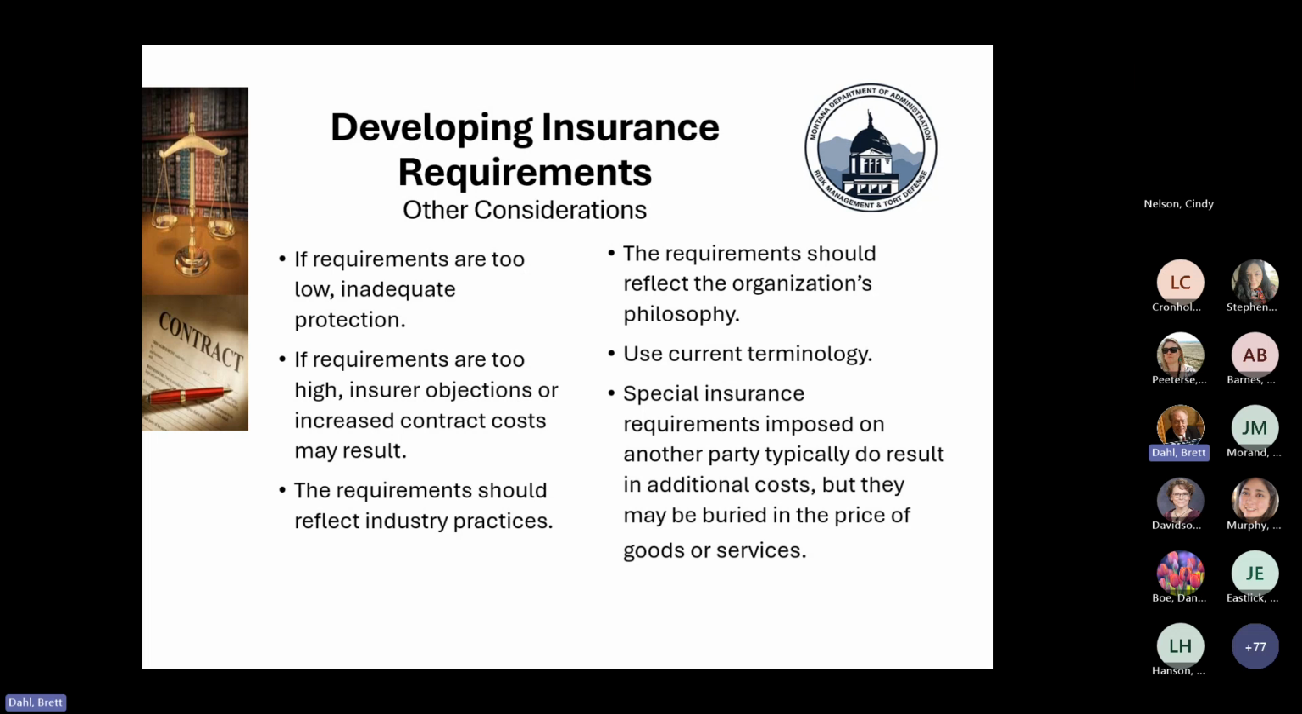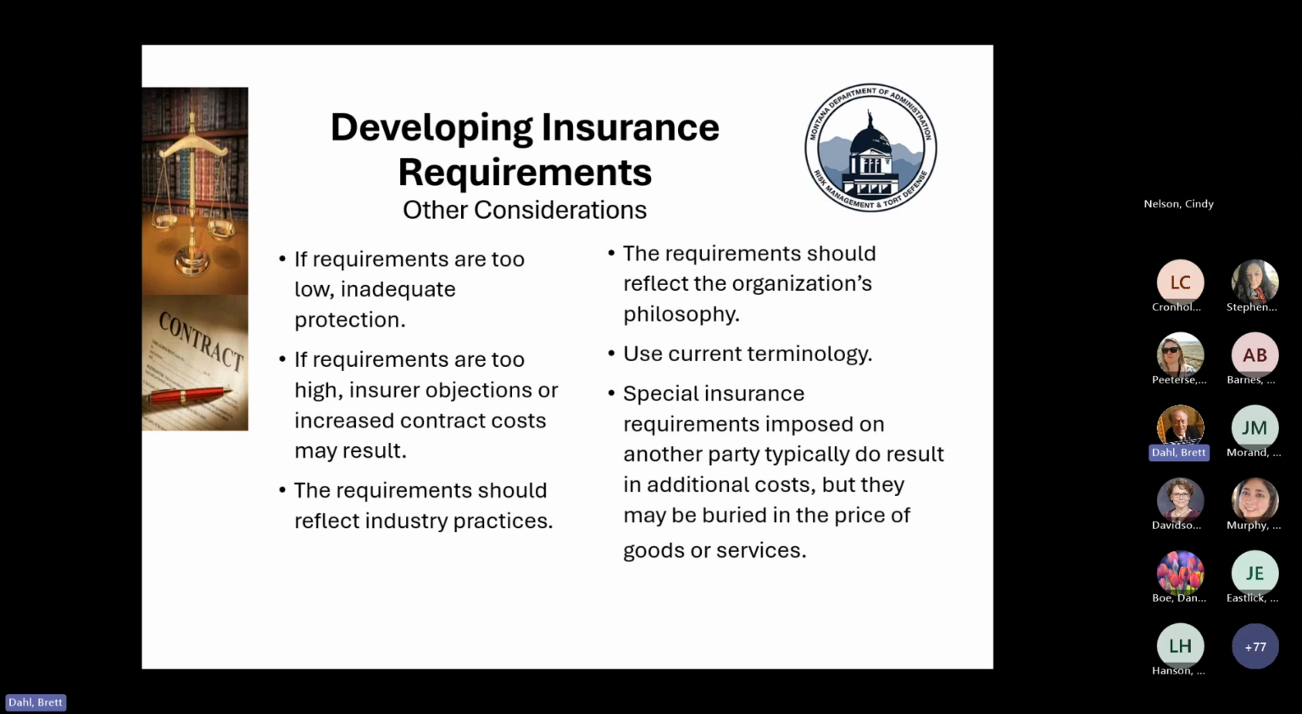Developing insurance requirements. Here are some other considerations, and you've probably faced these day to day in your contracts. If your insurance requirements are too low and there's a loss from the contractor's negligent acts, there may not be enough insurance protection, and that liability gets imputed to us.